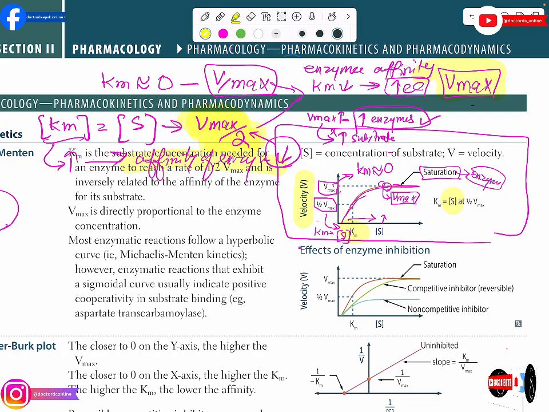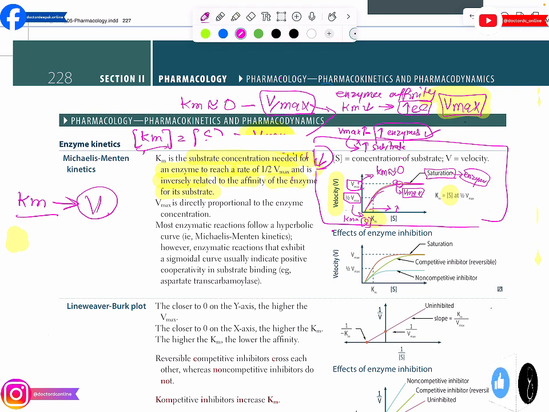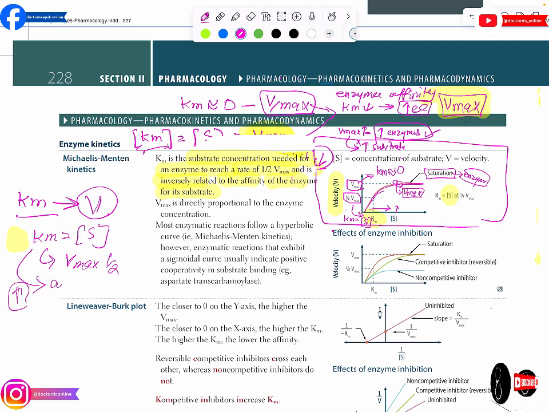That is understandable. Now I will read the lines that are written on the first rate. The first rate is: Km is the substrate concentration needed for the enzyme to reach the rate of Vmax half, and is inversely related to the affinity of the enzyme for the substrate. I already told you about this, that if the Km equals the concentration of substrate, then velocity will be half of maximum. And if the Km is high, then affinity will decrease. So affinity with the enzyme will decrease.